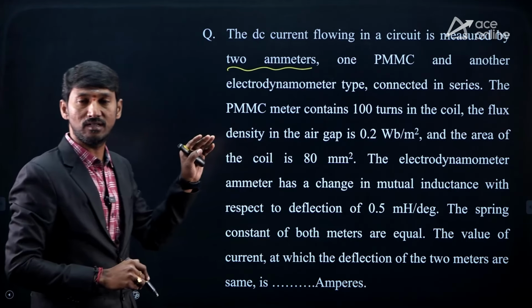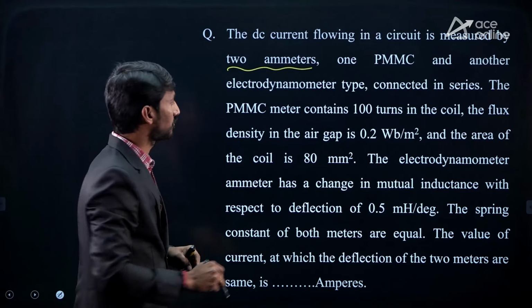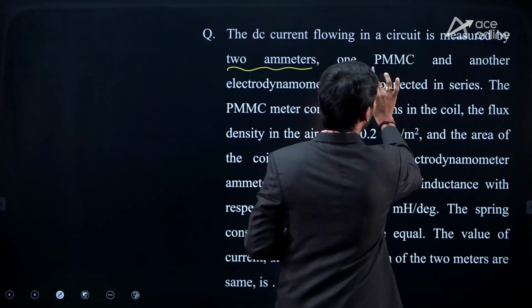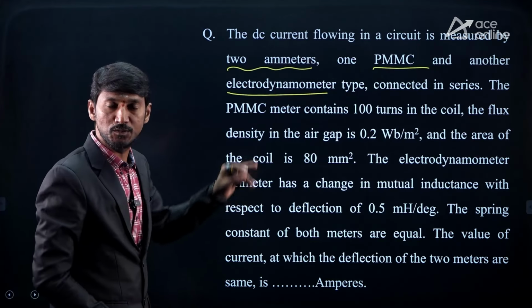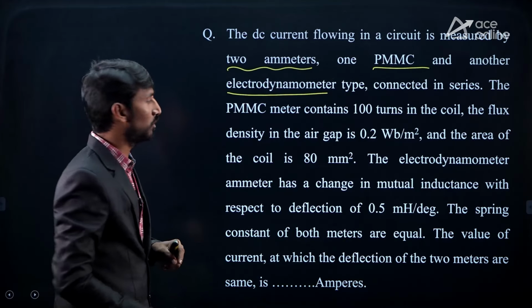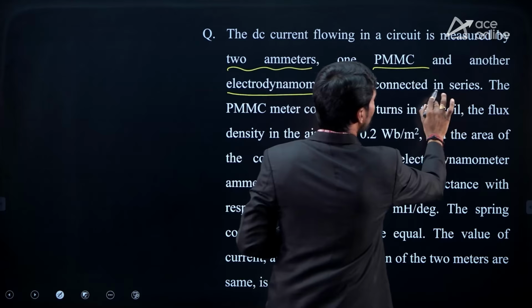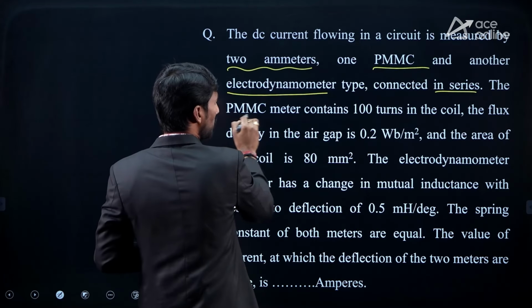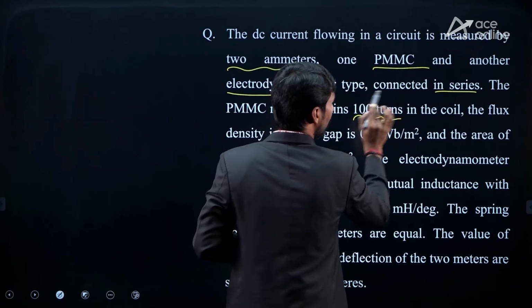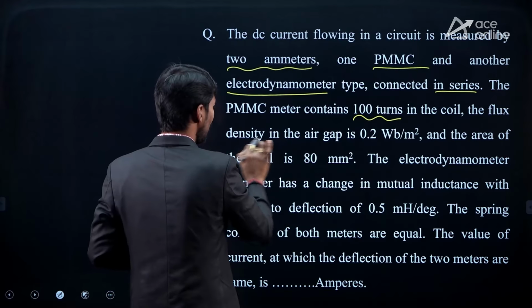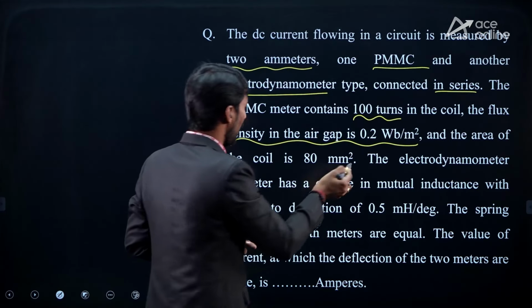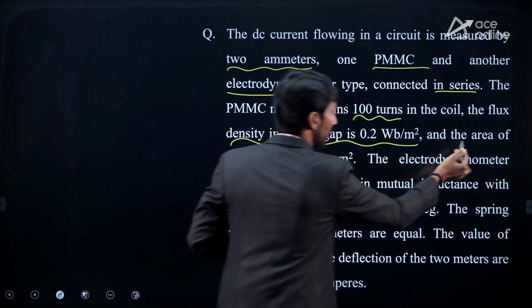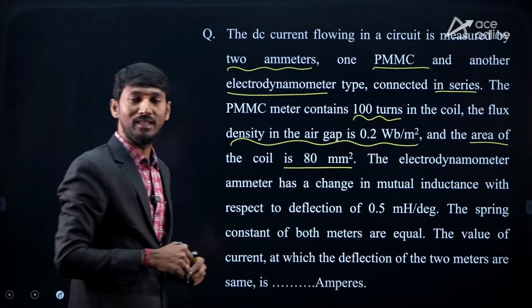2 ammeters are there. They are measuring the DC current. One is a PMMC, the other one is an electrodynamometer instrument, connected in series. Okay. The PMMC meter contains 100 turns in the coil. Flux density is 0.22 Weber per meter square. And the area of the coil is 80 mm square.